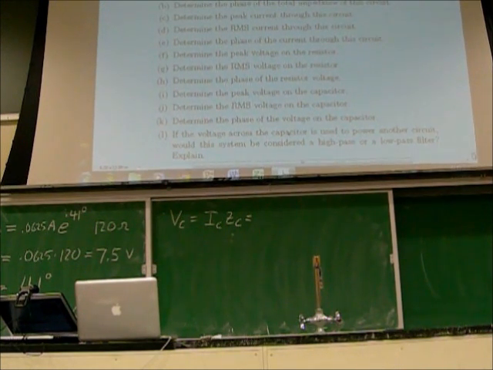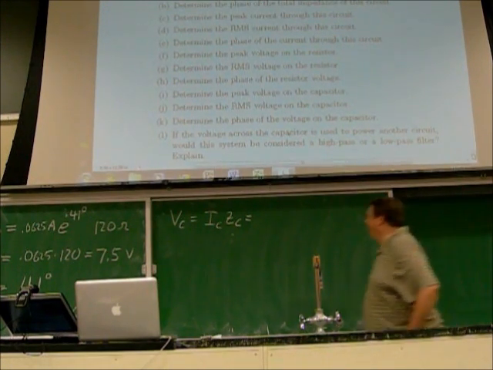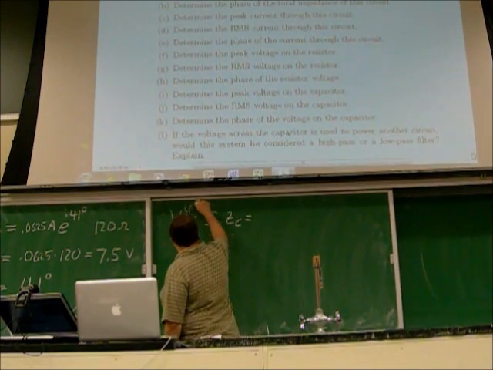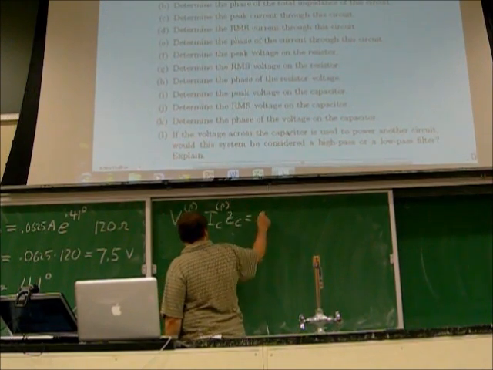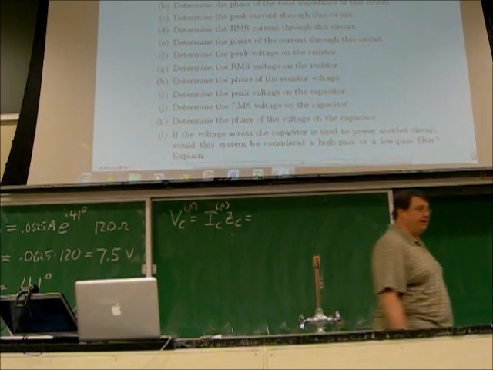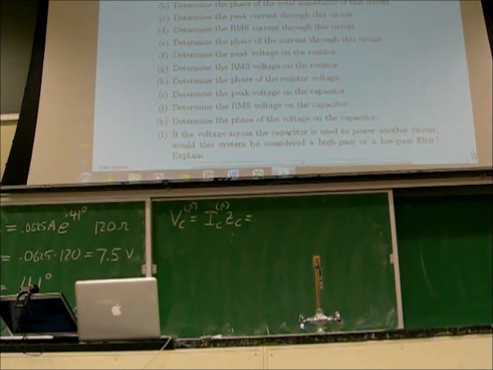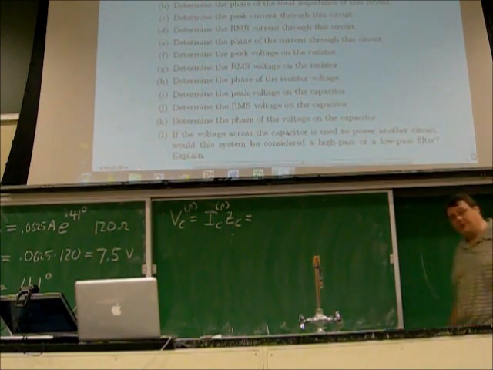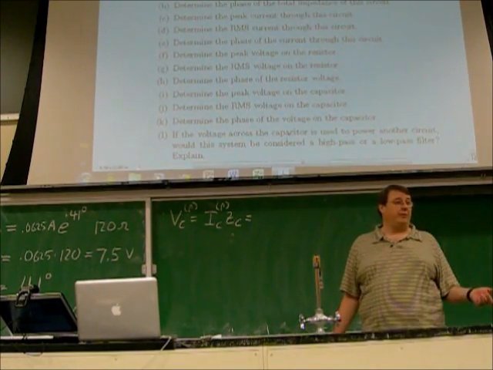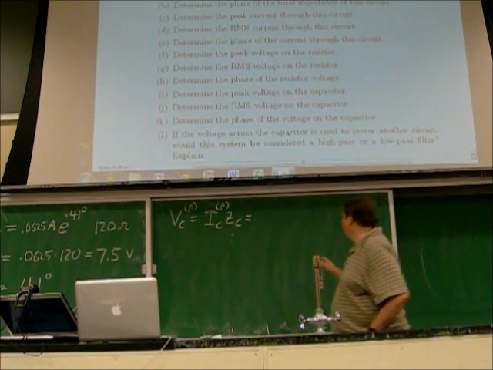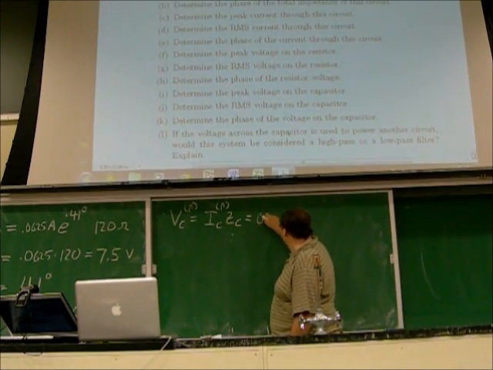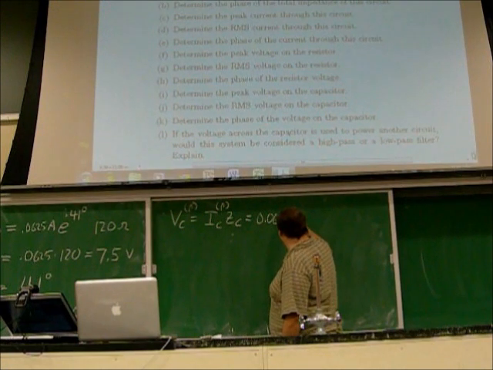Somebody shouted out peak. I was about to ask the question, is this formula in RMS or is it in peak? And I had a shouted suggestion, let's do it in peak. So therefore, what is the formula for the peak current through this circuit? Now, since this is a series circuit, the current through all elements is the same, so the current through the capacitor is the same as the total current, so we get 0.0625 e to the i 41 degrees.